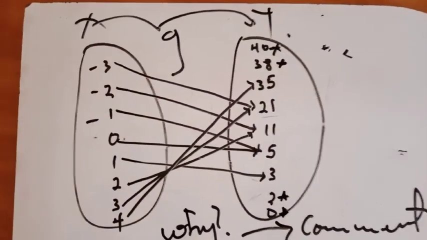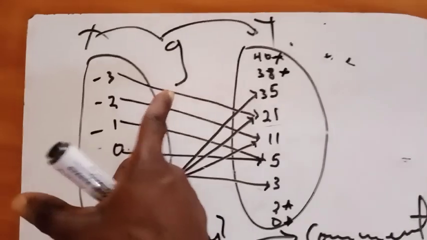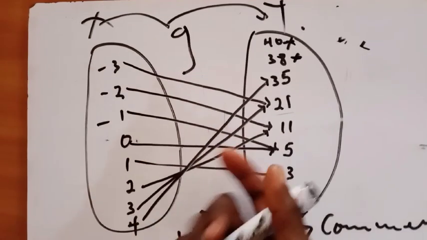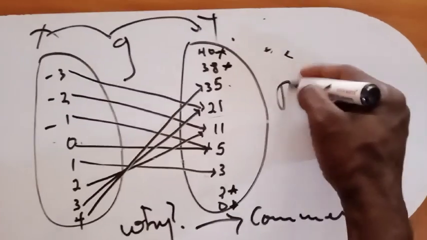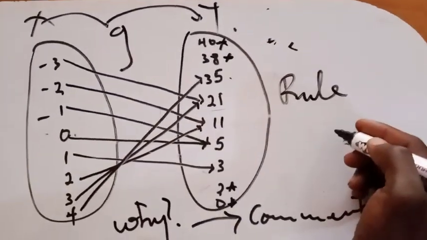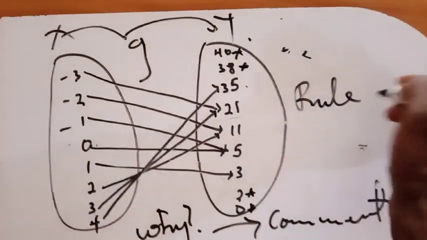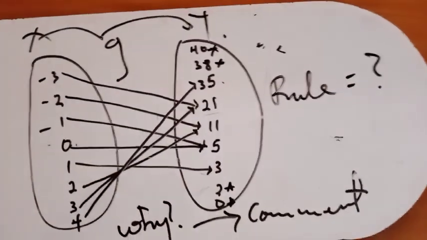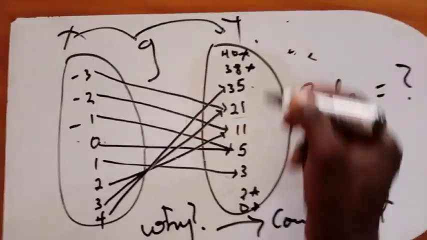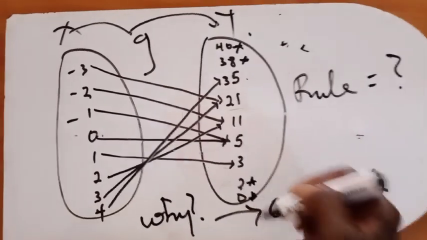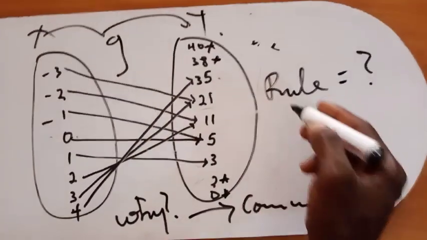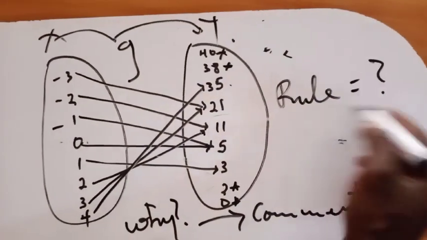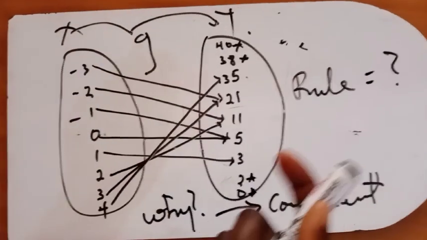Pay very close attention, because this is very important. If you have been asked to determine the rule of this mapping, that is what you call a mapping, what do you think would be the rule here? So two questions for you. Why are we saying that these are not part of the range? And how can you determine the rule of this function? Let me hear from you in the comment section below.